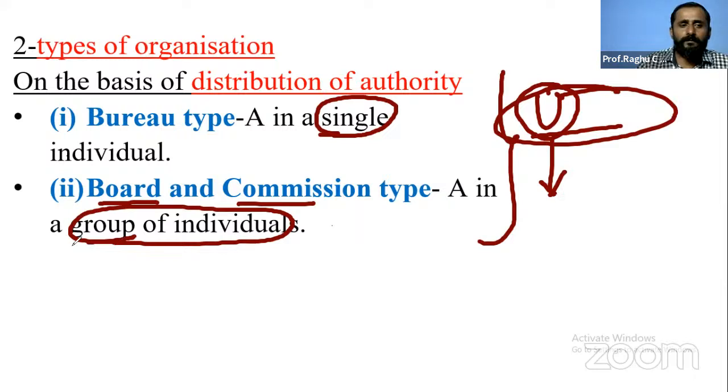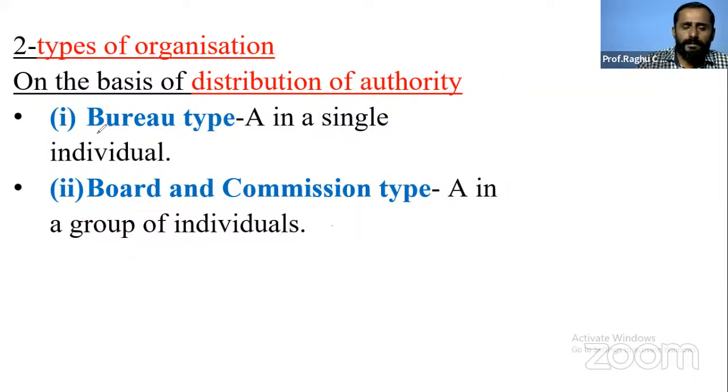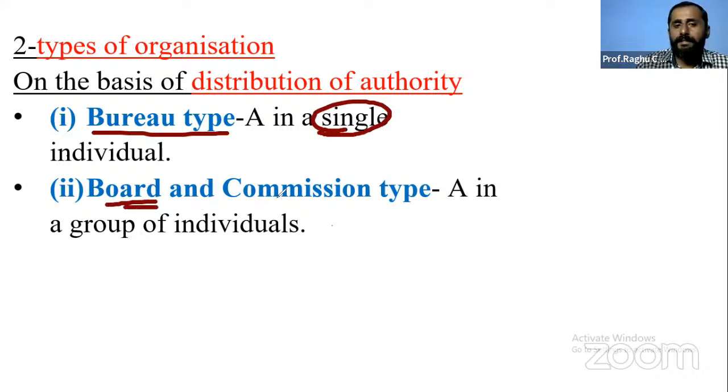Is the point clear to you? This we'll discuss when we take up organizations with respect to bureaus, commissions, boards, all these things. So in a bureau, at the top, you have a single individual. In a board and commission, generally a group of individuals.